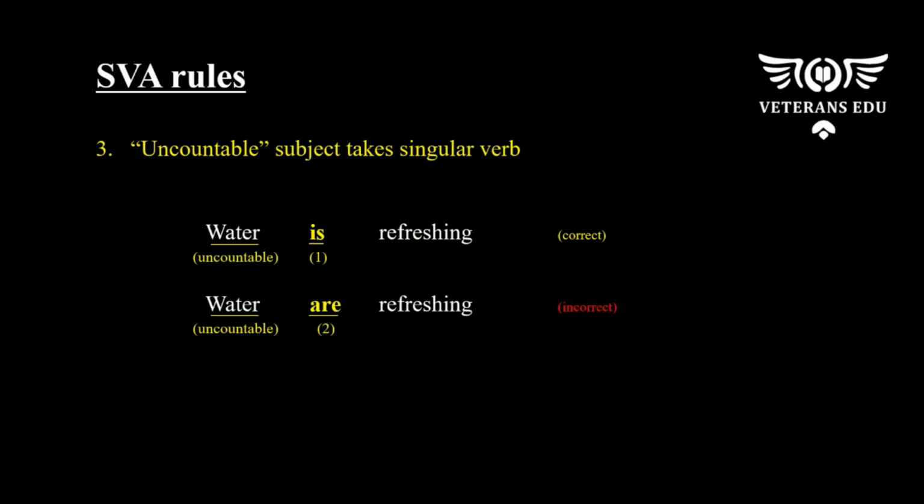Rule number 3. Uncountable subject takes singular verb. And what I mean by uncountable subject is nouns that are not countable, such as water, money, love. For example, in the sentence, water is refreshing, the subject is uncountable, thus we need a singular verb.